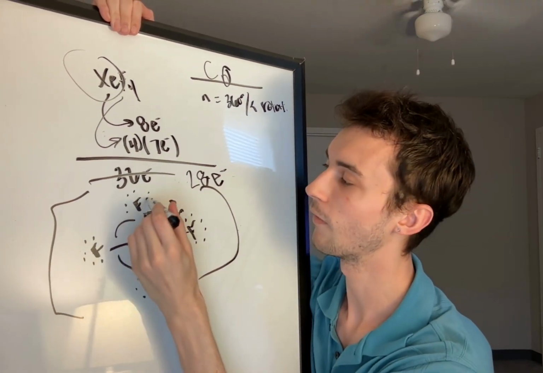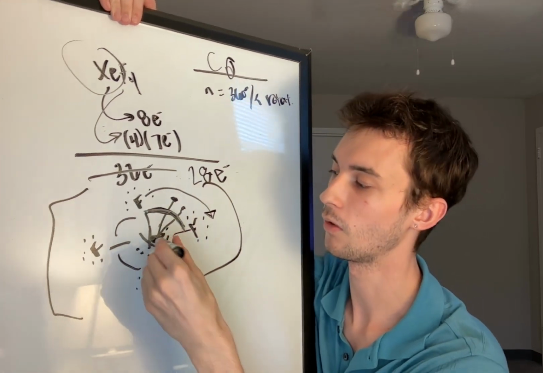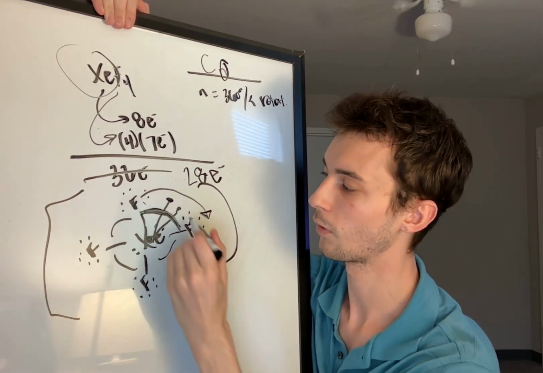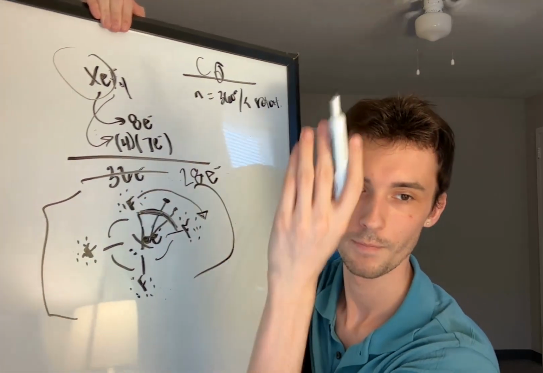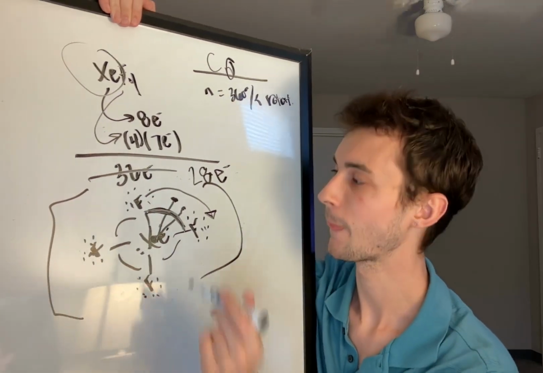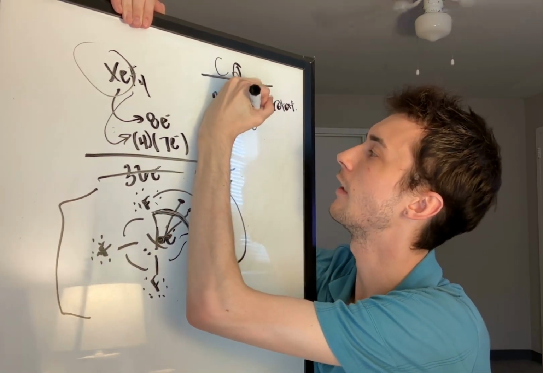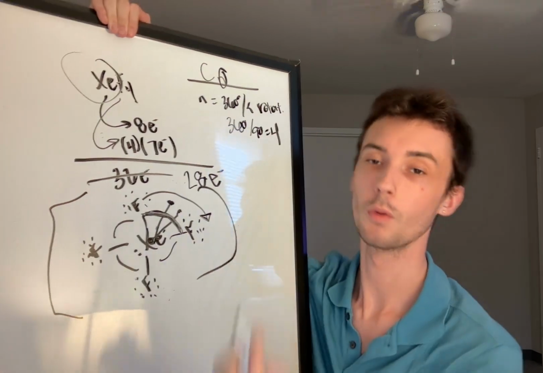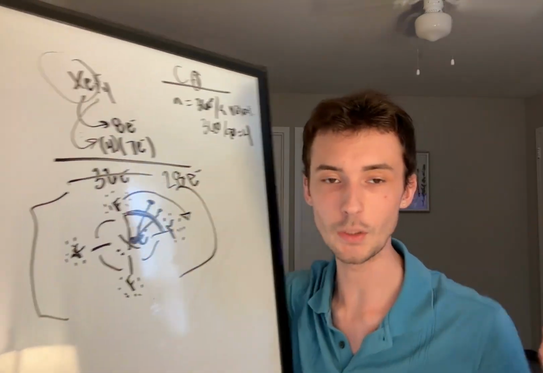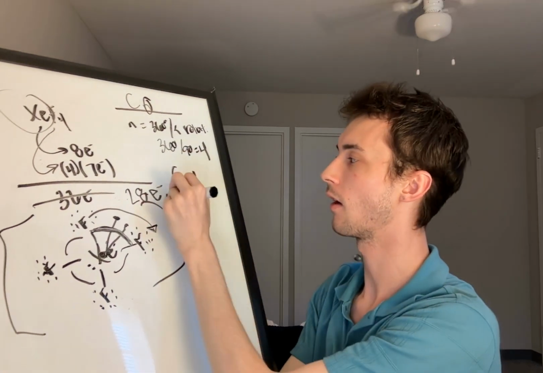Okay, so if I move this down and rotate this molecule 90 degrees, this fluorine's now here, this fluorine's now here, this fluorine's now here, and this fluorine's now here. The molecule looks exactly the same. I rotated it 90 degrees. 360 divided by 90 equals 4. So we know that this molecule has a C4 axis, okay?